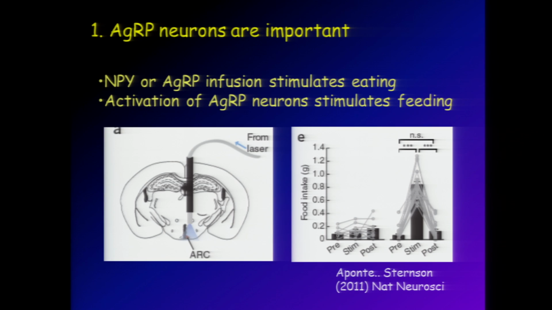So AgRP neurons are important. A recent experiment by Scott Sternson at Janelia Farm used channelrhodopsin to selectively activate AgRP neurons. And as you can see on the right, when they turn on the light, activate the neurons, the animals increase food intake manyfold. You turn off the light, they stop eating.